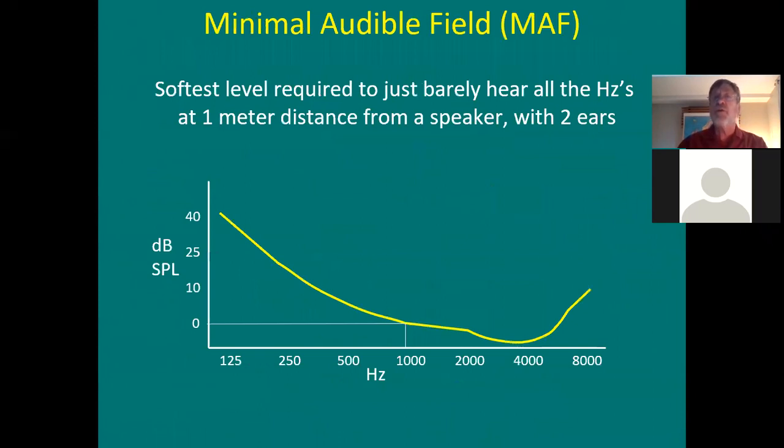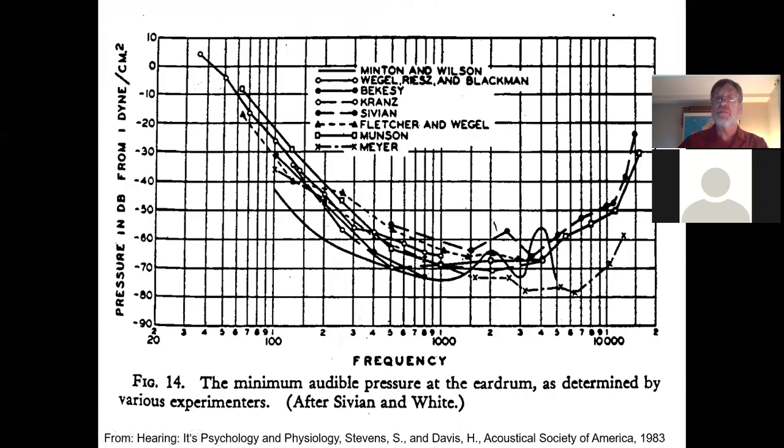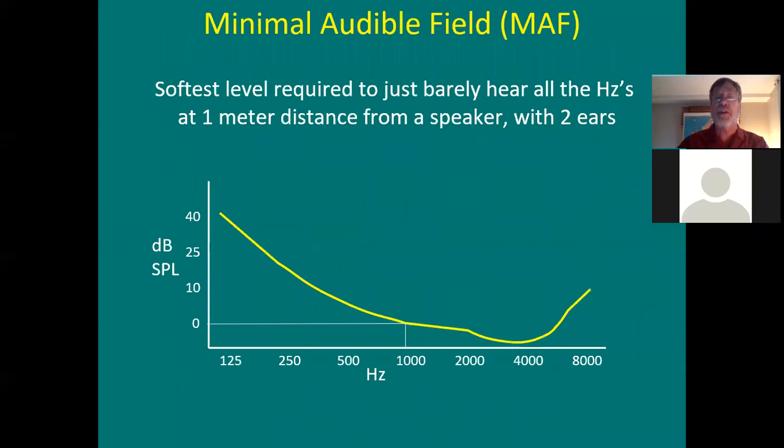The softest level required, and this curve here is reminiscent of all these curves over here. Okay? All we're doing is just taking one general curve that's accepted today. We call that minimal audible field. So notice 1,000 hertz. We call that 0, the softest it took to hear a 1,000 hertz tone, 1 meter distance from a speaker with both ears. Now at 2,000 hertz, the softest it took to hear 2,000 hertz at 1 meter distance with 2 ears. And notice it's a little bit less. And 4,000. And then 8,000, our hearing gets worse again.